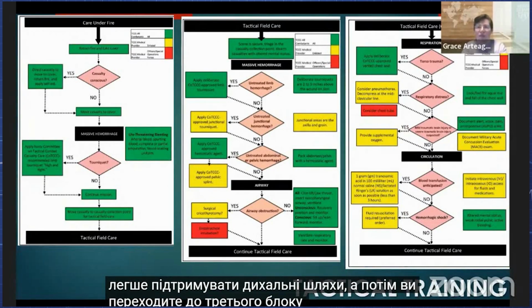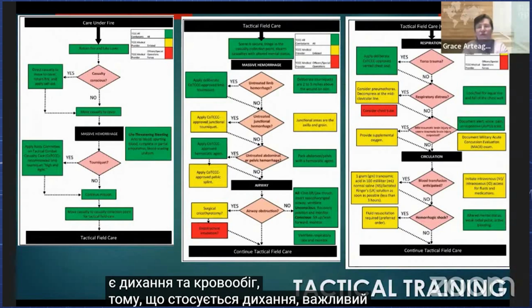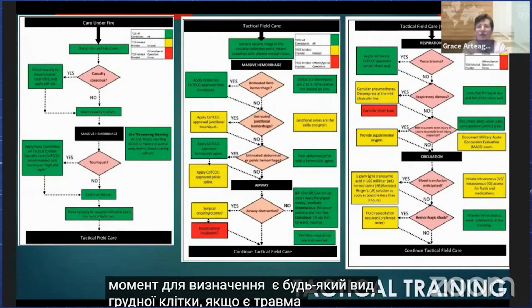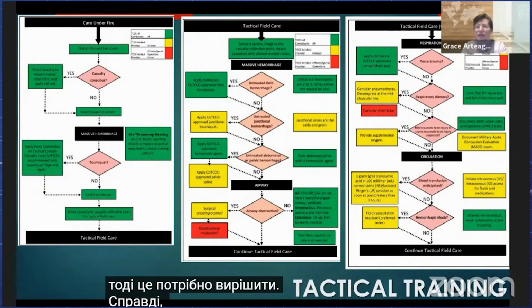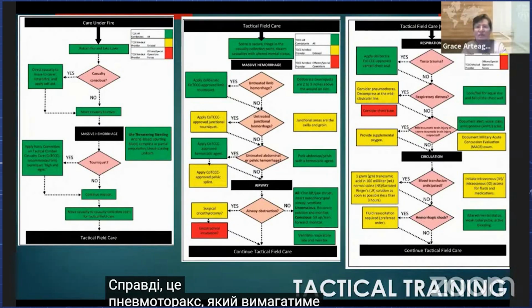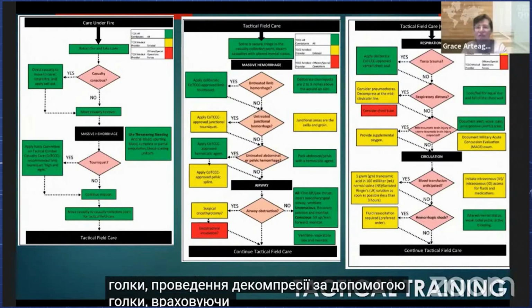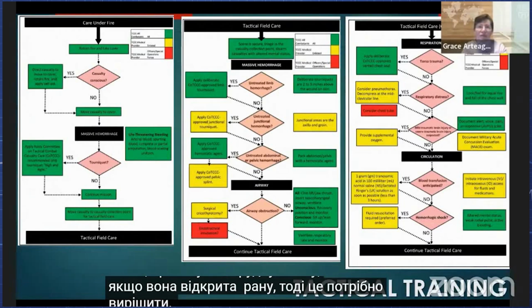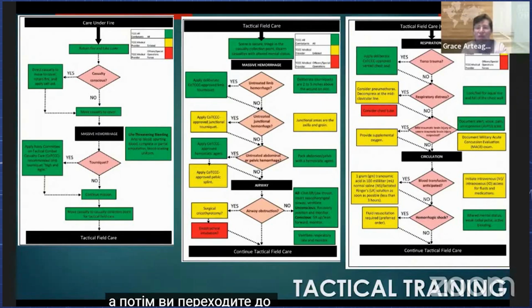And then you move on to the third box in here, which is the respirations and the circulation. As far as respiration, the important point is to define if there is any kind of thoracic injury. If there is, then that needs to be addressed. The things to consider are actually pneumothorax, which will require some addressing immediately, doing a decompression with the needle, considering a chest tube. If it's an open wound, then that needs to be addressed, putting the three-edge plastic coverage. And then you move on to circulation.